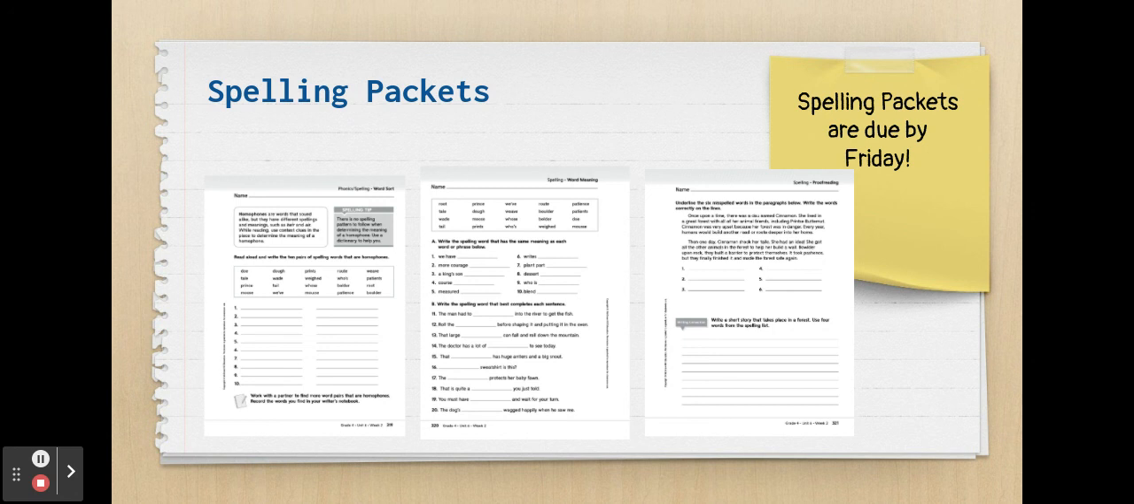So spelling packets are due by Friday. This, like I said, is one of the only things that we're going to be doing this week other than testing. So in that free time, make sure that we are working on that spelling packet.